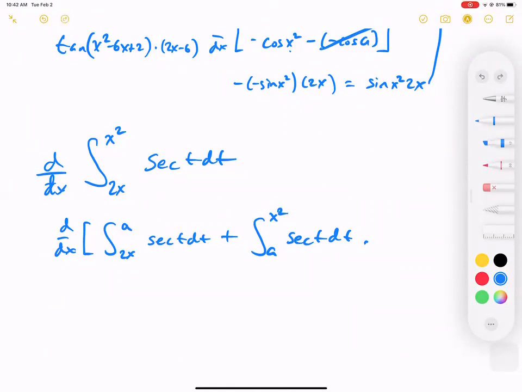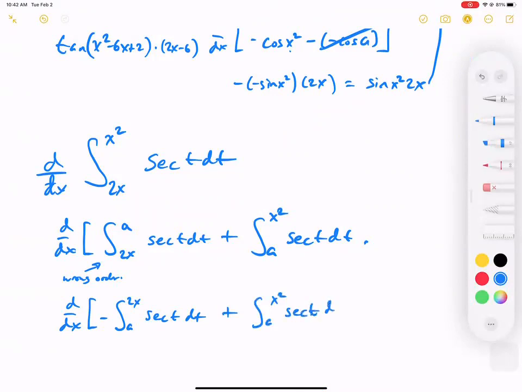We realize that the first part of this equation is in the wrong order. So let's spin it around. The way we spin it around, we just stick a negative in front. d over dx, negative integral from a to 2x of secant t dt plus the integral from a to x squared of secant t dt. Is everyone okay with my break?